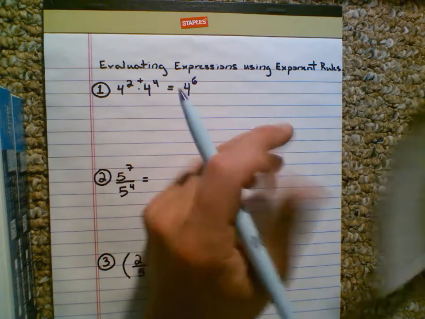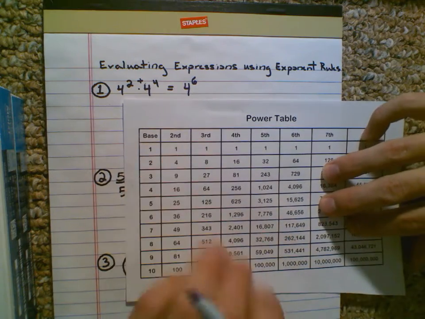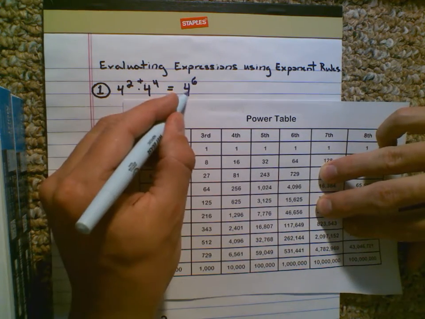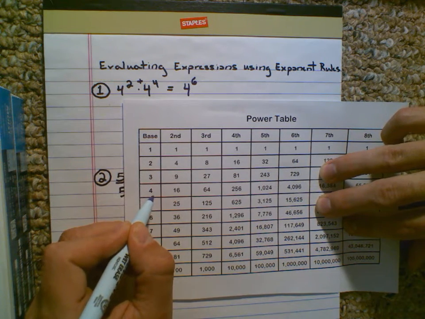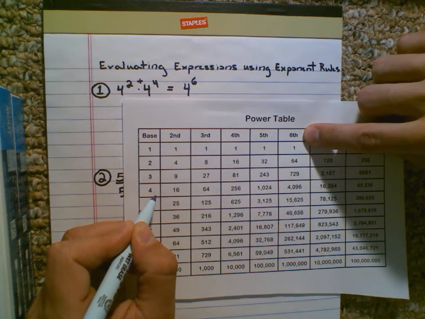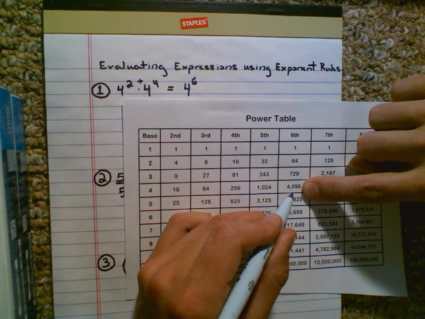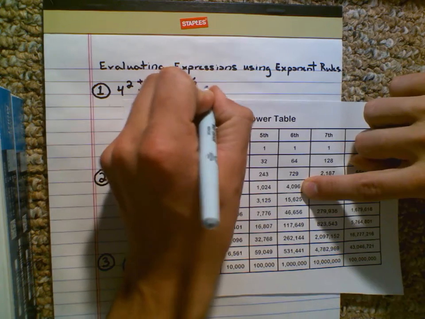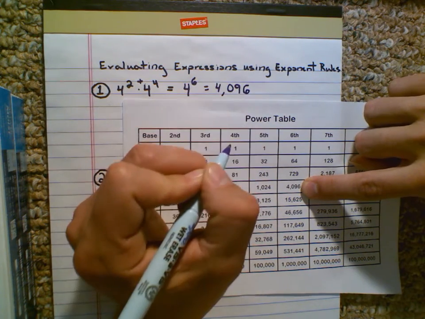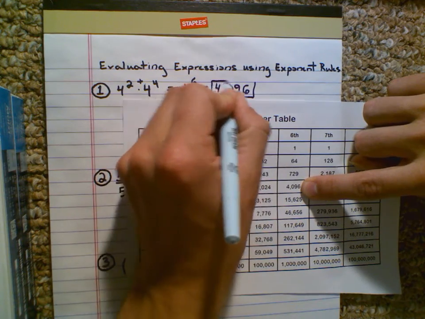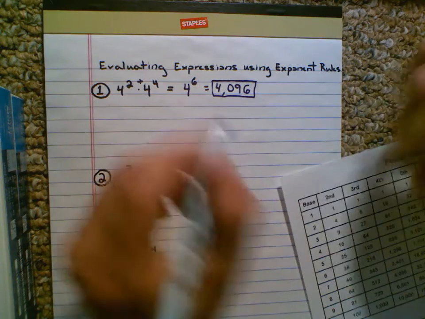Then this is where our power charts come into play. If I want to know what 4 to the 6th power is, my base is 4. So in the base column, I go down to 4. My power is 6, so I go to the 6th power, and I see where they line up, and I see that that number is 4,096. So this is equal to 4,096.